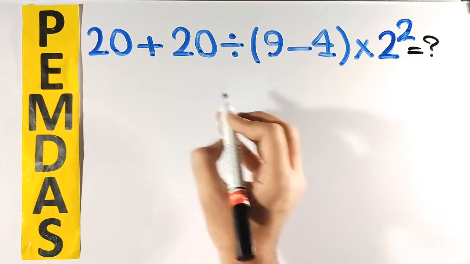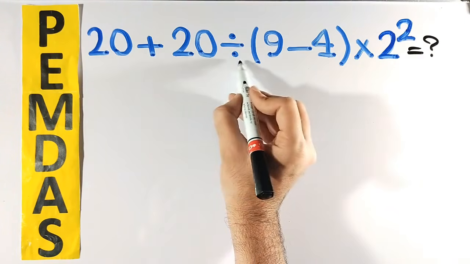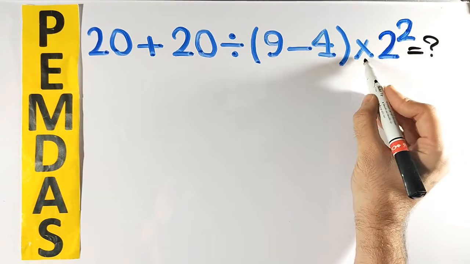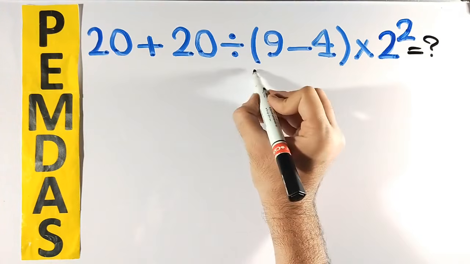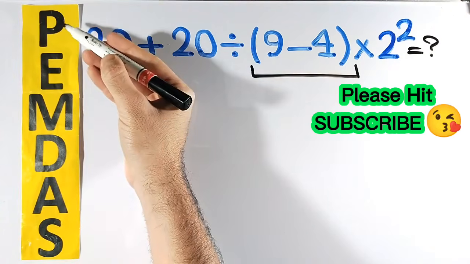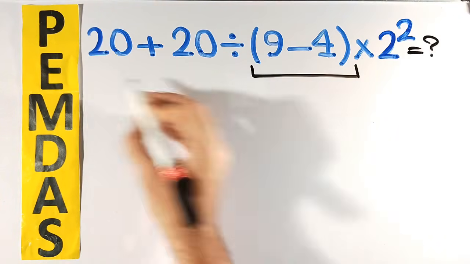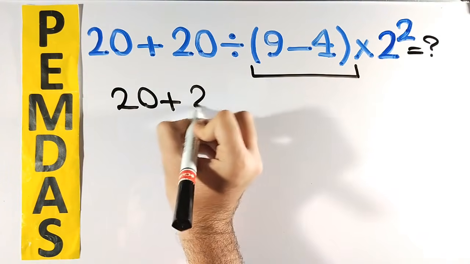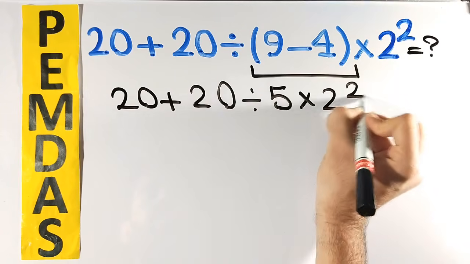As you can see on the screen, in this expression, first we have an addition sign, then a division sign, followed by parentheses, then a multiplication, and finally an exponent. According to the PEMDAS rule, first we go for the expression inside the parentheses, because P, or parentheses, has the highest priority over the other operations. So, instead of this expression, we can write 20 + 20 ÷ 5 × 2².